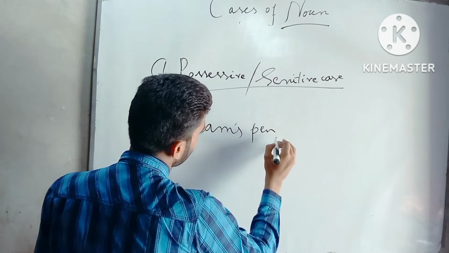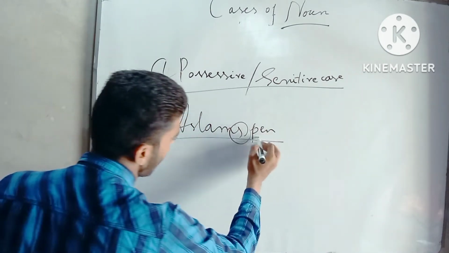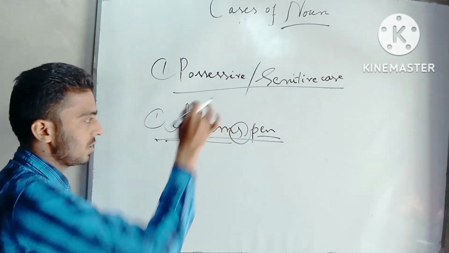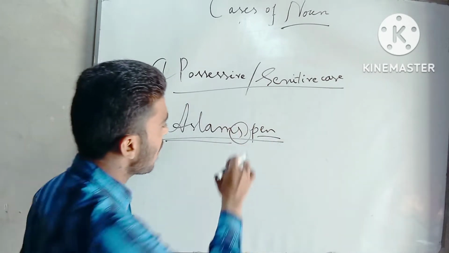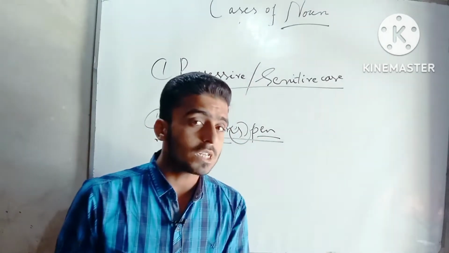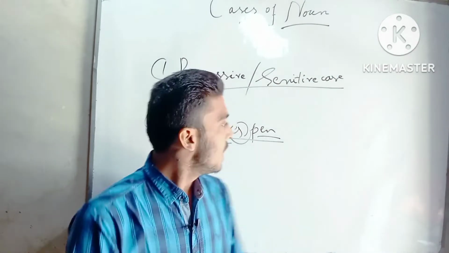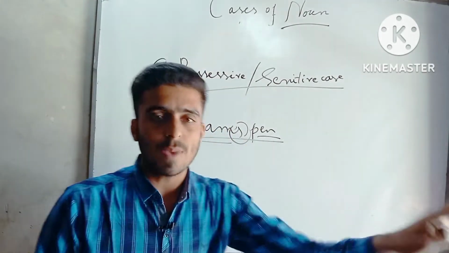Here I have used an apostrophe, and after that the noun pen, and first Aslam. This apostrophe is showing that Aslam has the ownership and the position over the pen. It means somebody has the position. If I say Aslam's pen, it means Aslam has the pen.